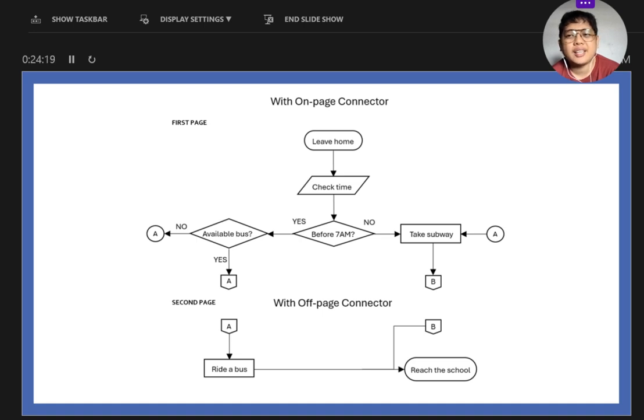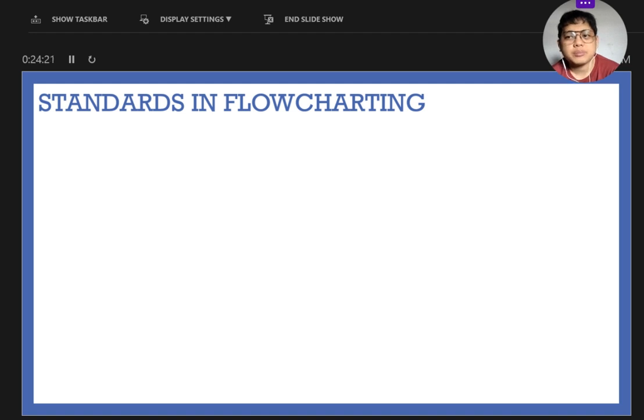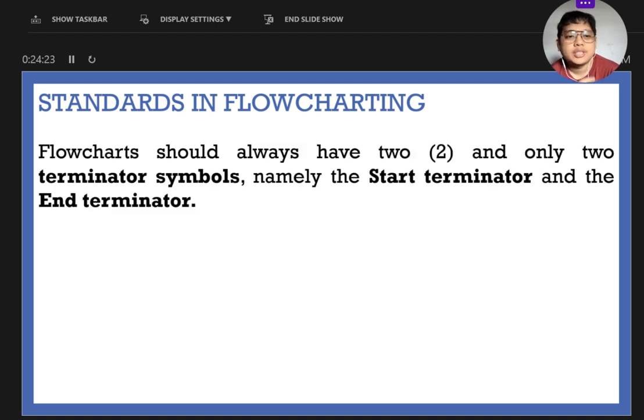Now let us discuss the standards of a flowchart. A flowchart should always have two and only two terminators, namely the start terminator and the end terminator. The start terminator always starts the entire flow sequence, so it should always be the first symbol found at the topmost of the flowchart.